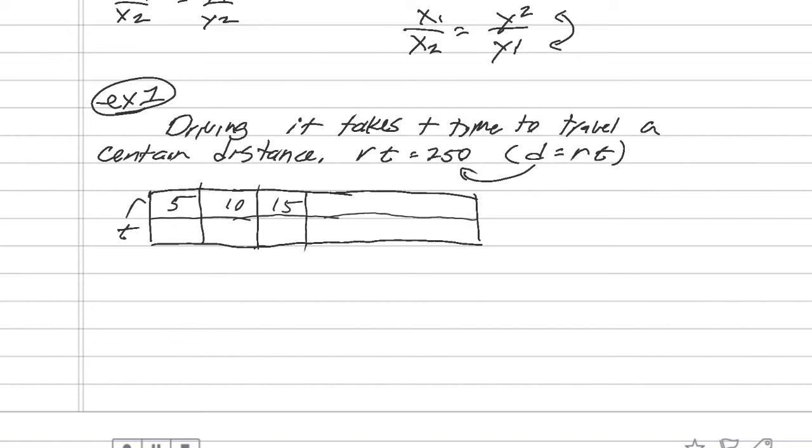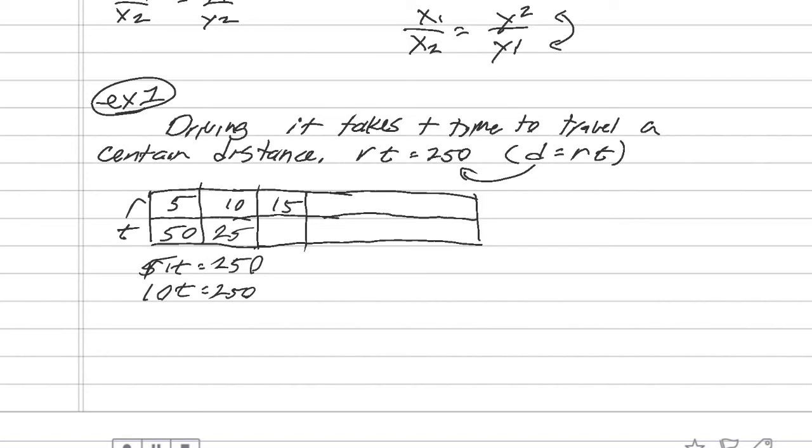To start with, we're going to go r times t equals 250, and r in this example is 5. So simply divide, 250 divided by 5, and we get a 50 down here. And then this one would be 10t equals 250. So if we divide 250 by 10, we get 25.